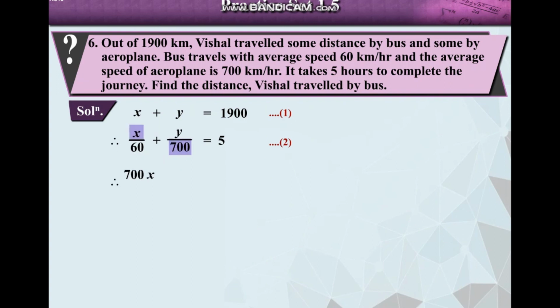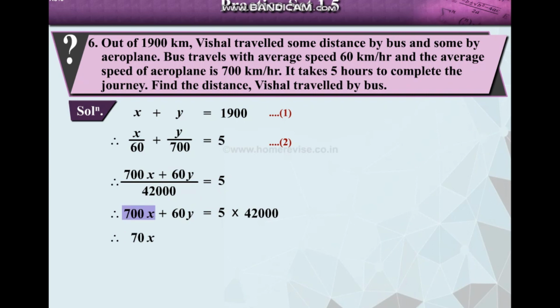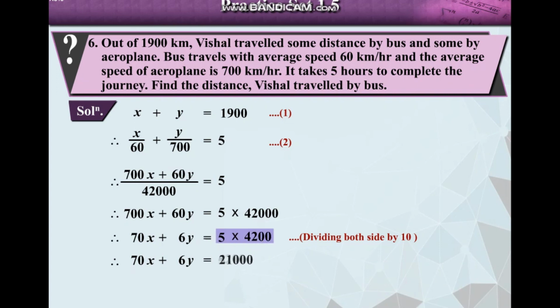Therefore, (700x + 60y) upon 42,000 = 5. Therefore, 700x + 60y = 5 multiplied by 42,000. Therefore, 70x + 6y = 5 multiplied by 4,200. Therefore, 70x + 6y = 21,000. Therefore, 35x + 3y = 10,500.